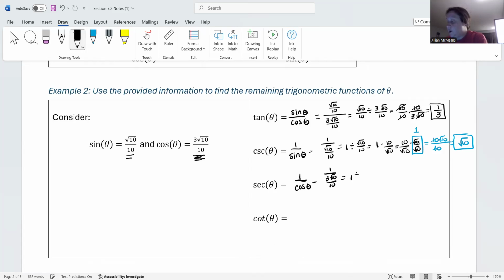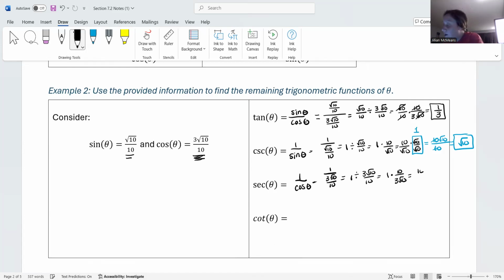So this is really just 1 divided by 3 root 10 over 10, which is really just 1 times the reciprocal of that, which is 10 over 3 root 10. Now, it's going to be really helpful if you don't have to show every single one of these steps every single time you do that. I'm showing it to you now just to remind you of how some things work. As you work through this, practice and gain a little confidence where you don't have to show every single step every single time, okay?